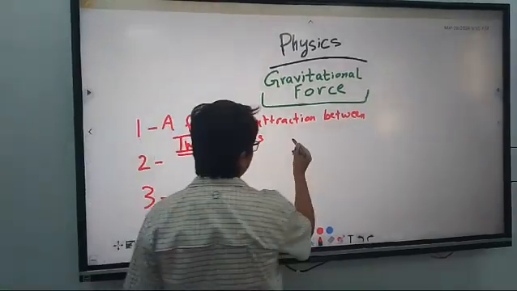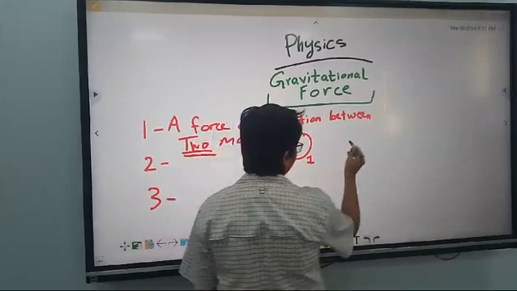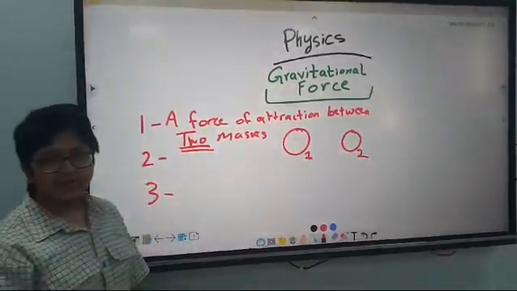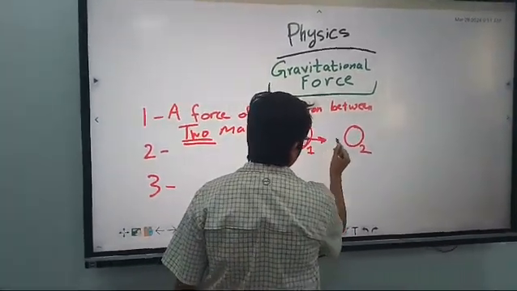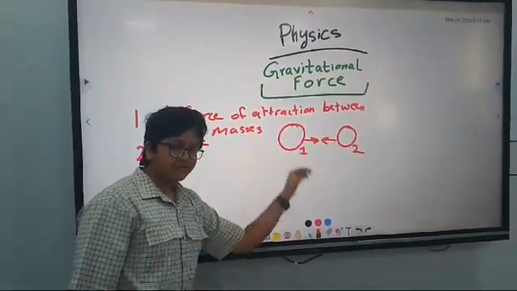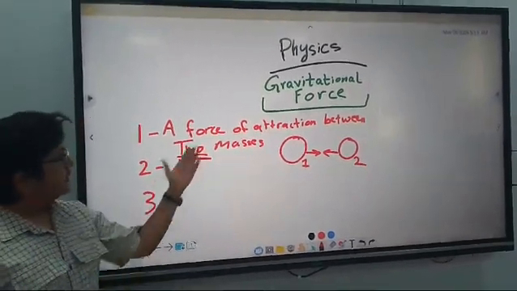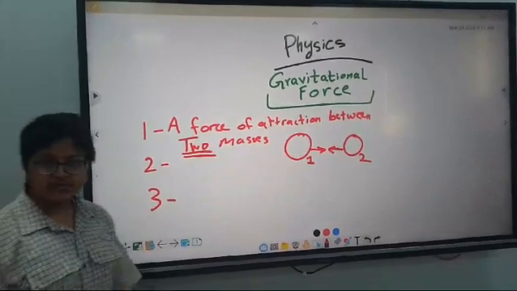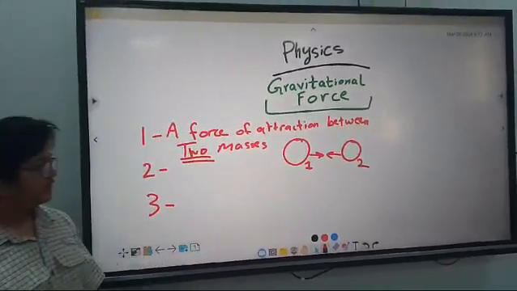For example, if you have object 1 and object 2, according to Newton's law of gravitation, both objects will attract with an opposite but equal force, and this force is the gravitational force. So the Earth attracts us by its gravitational force, and we also attract each other by the gravitational force, but the attraction between us is very small.